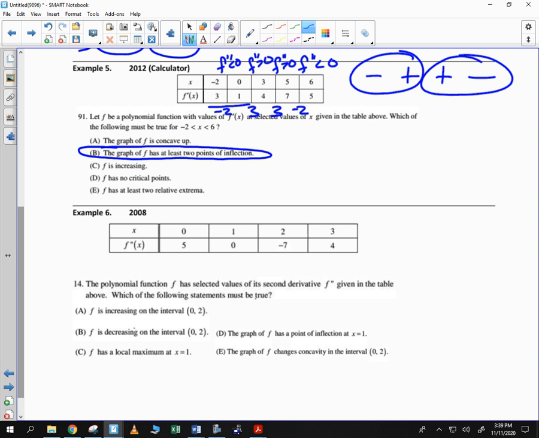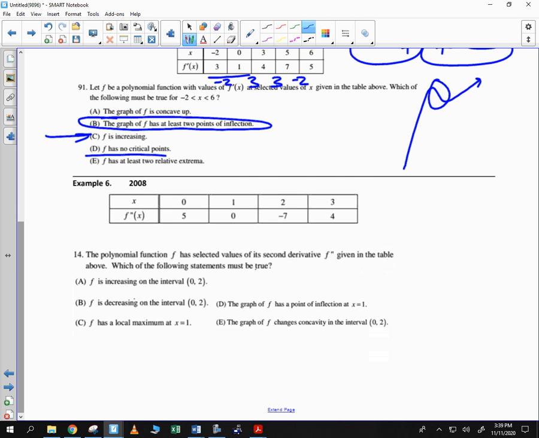You can't guarantee it's concave up. It's concave up for part of the time, but not necessarily the whole time. A lot of people pick this one because they see that f prime is positive the entire time. Well, like I said, it is possible for the graph to do something like that, so it'd actually be decreasing at that spot. So you don't know for sure. No critical points, you don't know that, and at least 2 relative extrema, we don't know that either.